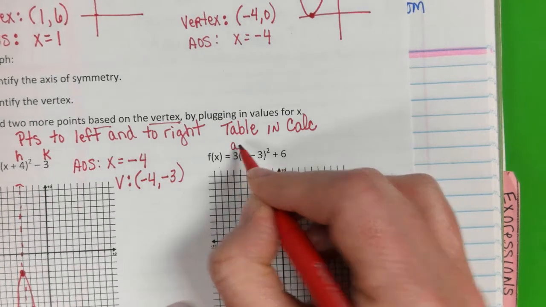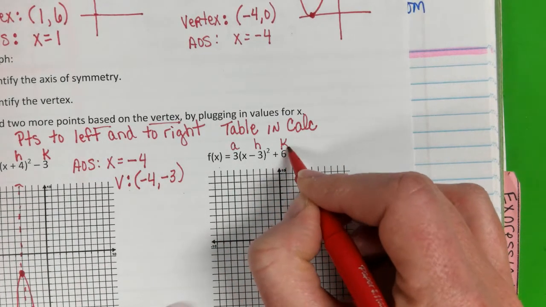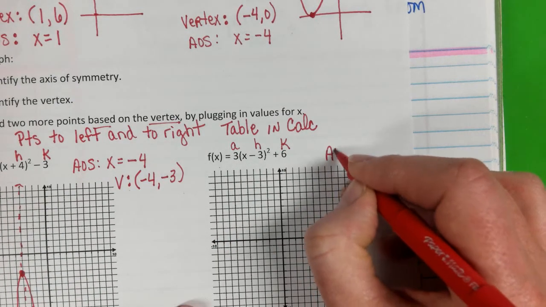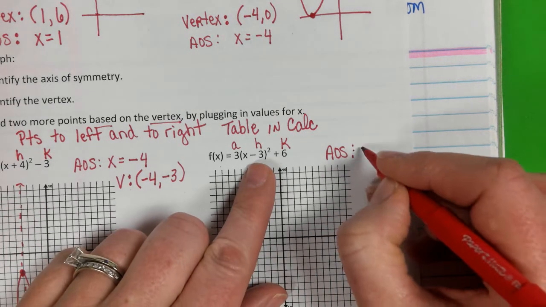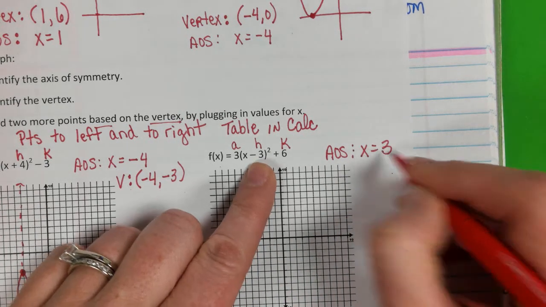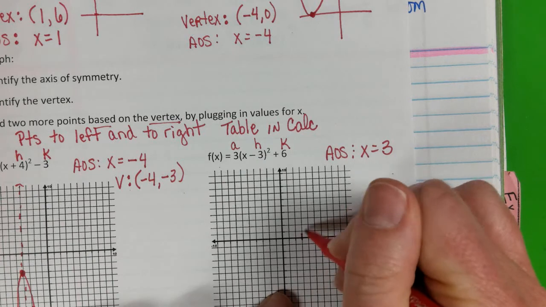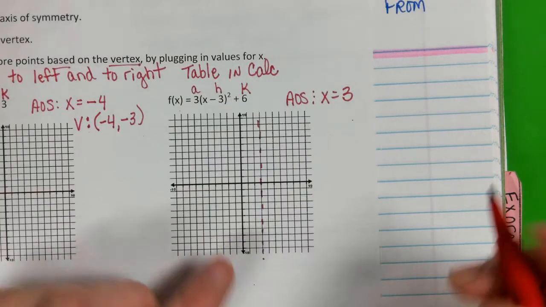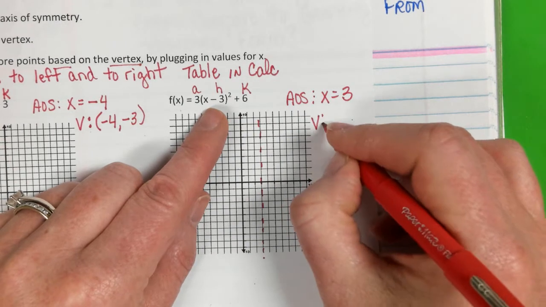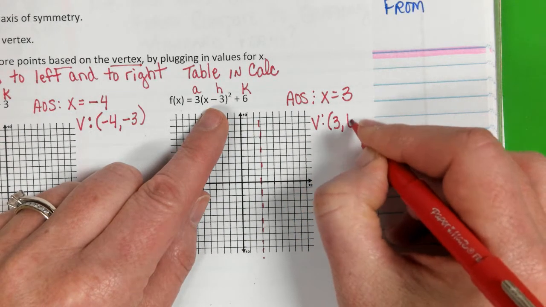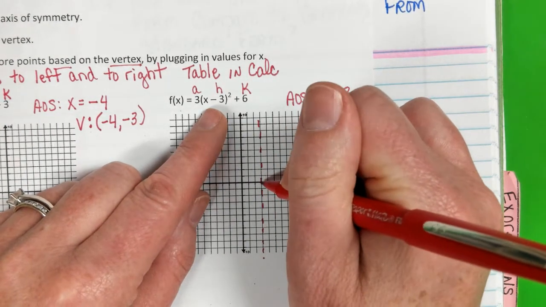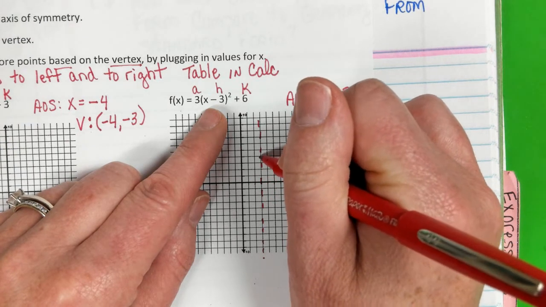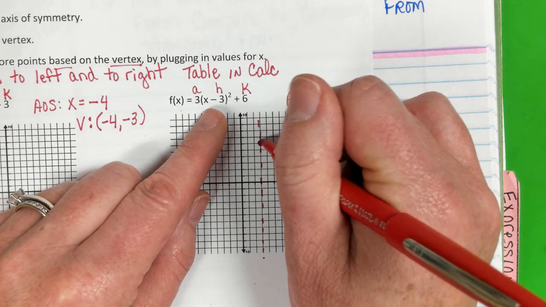So I've got A, H, K. My axis of symmetry is x equals 3. So here's the center of my parabola. And then my vertex is going to be positive 3, positive 6. 1, 2, 3, 1, 2, 3, 4, 5, 6.